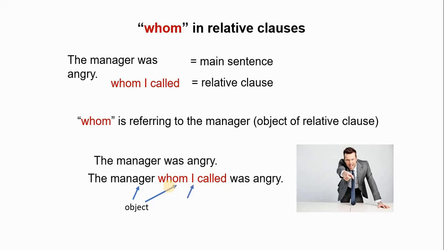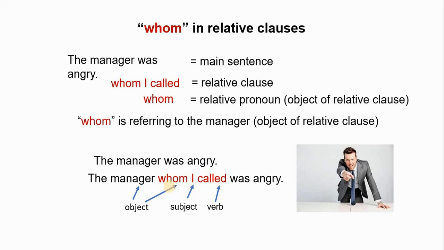And I is the subject, and called is the verb. I called the manager and the manager is angry. So that's the meaning of the sentence. I am the person calling. I am the person doing the action. Alright? And whom, in terms of grammar and part of speech, is called the relative pronoun, and more specifically is the object of the relative clause. So that is the other way that we use whom as part of the relative clause. But remember, this is not very common in modern English.